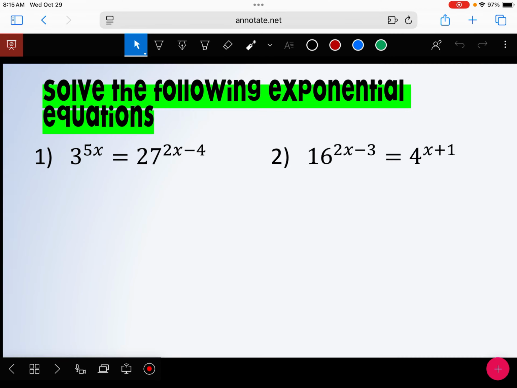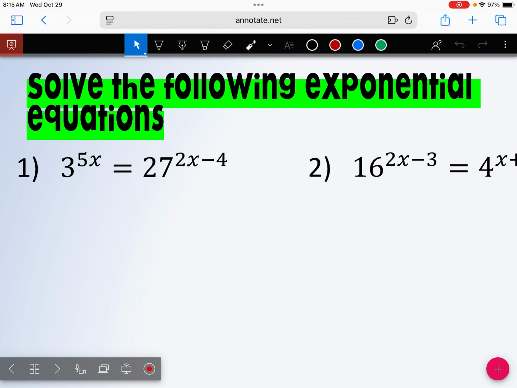All right, let's go ahead and copy down one. We'll just copy down one at a time because I don't know how long it's going to take you. So we have 3 to the power of 5x equals 27 to the power of 2x minus 4.